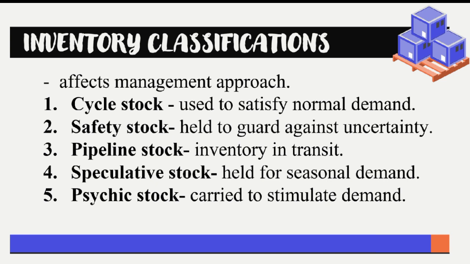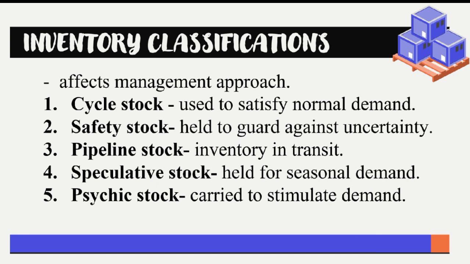So the fourth one is the speculative stock. It refers to inventory that is held for several reasons, including seasonal demand, projected price increases, and potential shortages of product. So for example, the fact that eggs are associated with Easter, like Easter egg rolls and colored eggs, tends to cause an increase in demand for them prior to the Easter holiday.